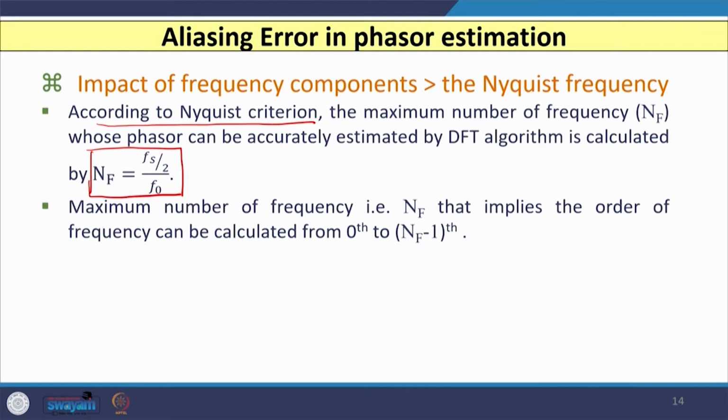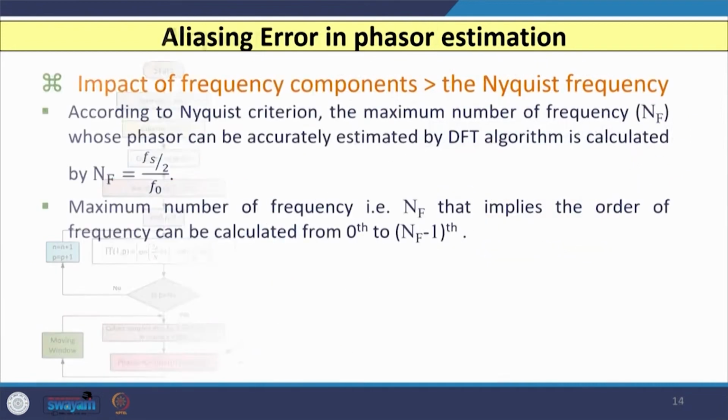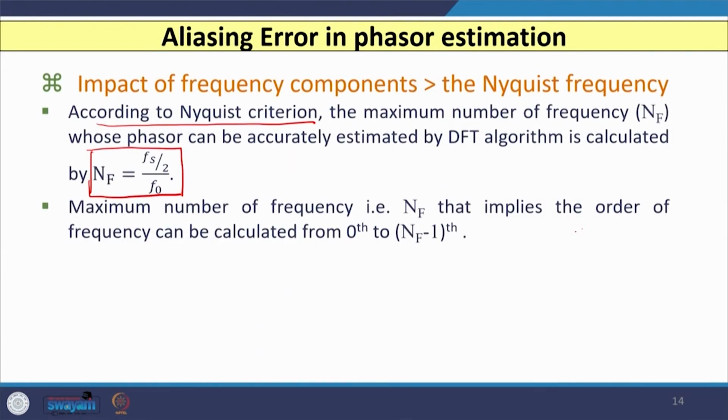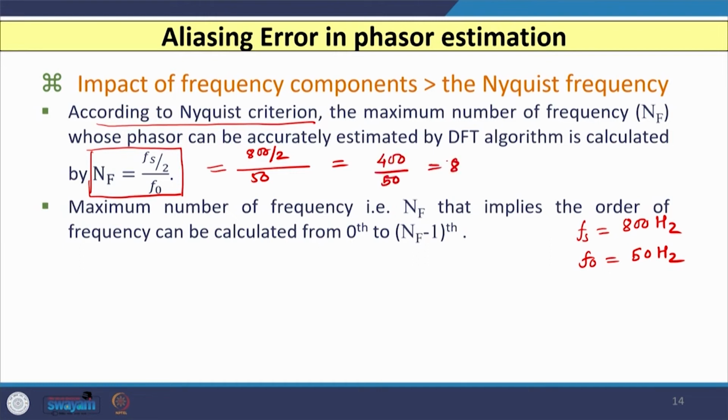Let us consider the sampling frequency of the earlier case, 16 samples per cycle. So, let us consider my sampling frequency is 800 hertz. My F0 will be, let us say, 50 hertz. If I use these values, then NF comes out to be 800 by 2 divided by 50. This is nothing but 400 by 50, which comes out to be 8.